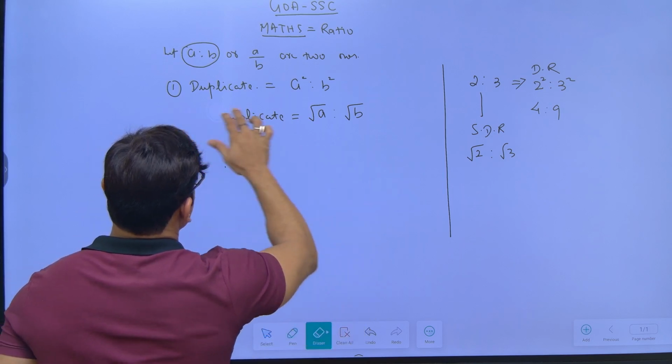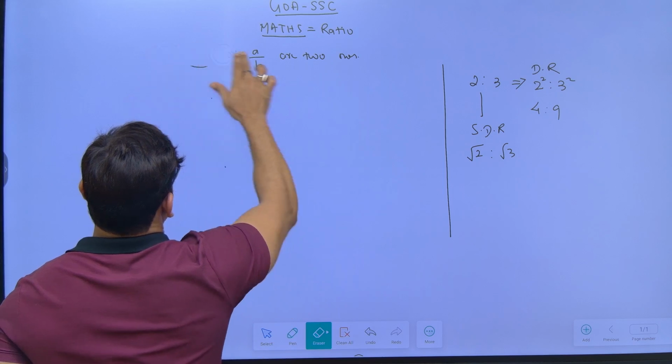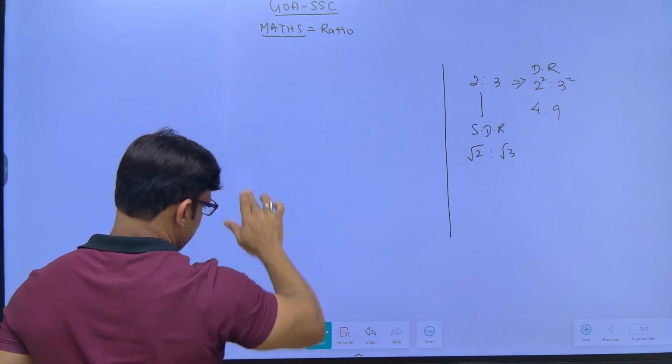Next is called continuous ratio. So what is the meaning of continuous ratio? Let's understand this.